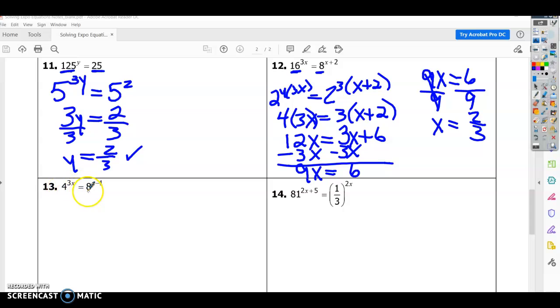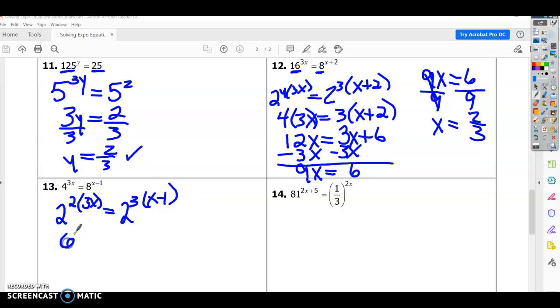All right, 4 and 8, again. 4 squared is 16, so I can't rewrite 8 as a base of 4. So I'm going to have to rewrite 4 first. I know that 4 is 2 squared. And leave this as 3x. Now if I've got a base of 2, I need this to be a base of 2. So 2 to what power gives me 8? 2 times 2 is 4. 4 times 2 is 8. So 2 to the third power. And then bring down the x minus 1.